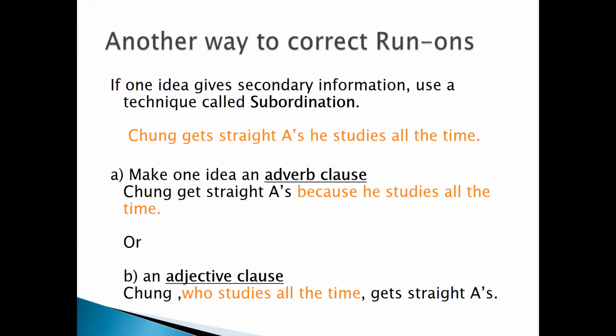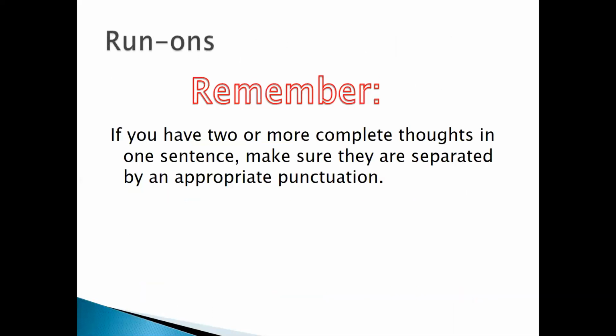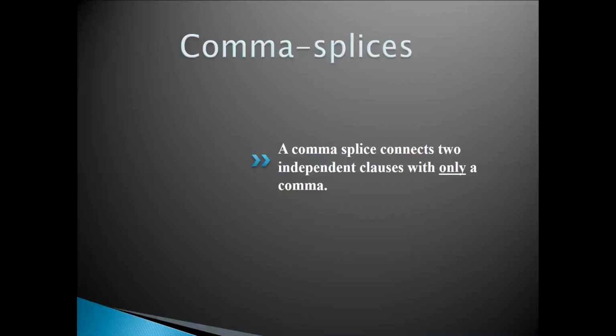And you'll notice there is not a comma before the dependent clause if it comes at the end of the sentence. Chung, who studies all the time, gets straight A's. But at the beginning of the sentence, you do put commas around it or after it. Remember, if you have two or more complete thoughts in one sentence, they have to be separated in one of those four ways: a period, a comma and a coordinated conjunction, a semicolon, or subordination.